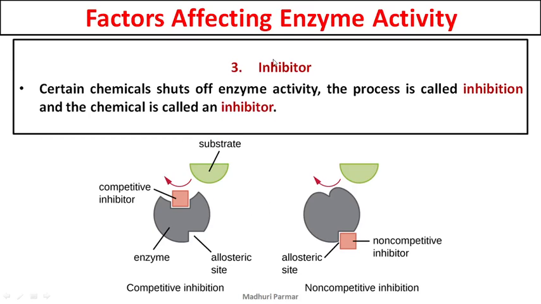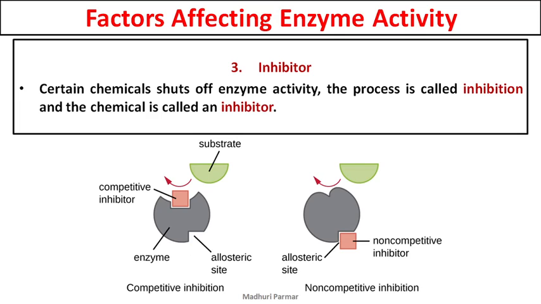Other factors affecting enzyme activity are inhibitors. These are certain chemicals that do not allow the enzyme to function properly. This process is called inhibition, and these molecules are called inhibitors. You can have different types of inhibition. Let us talk about two.